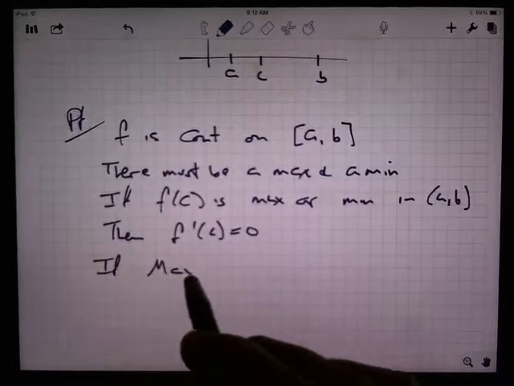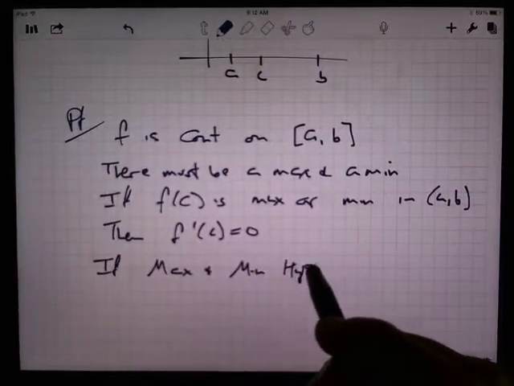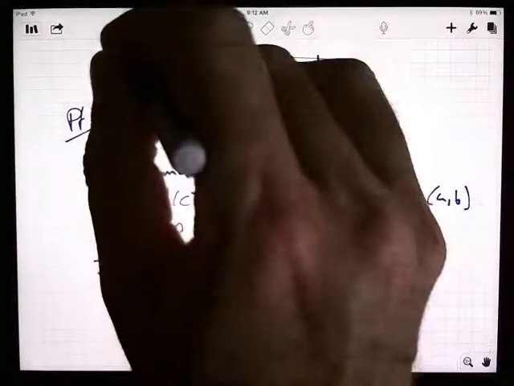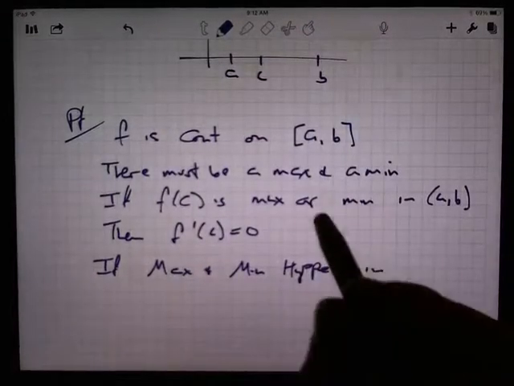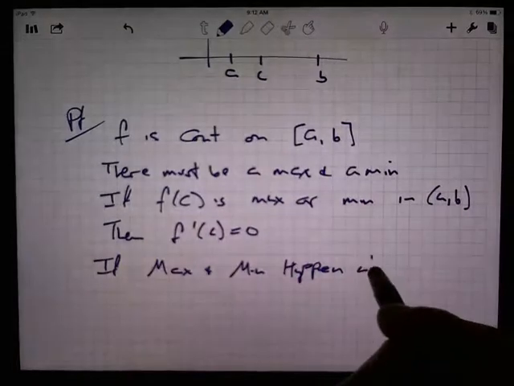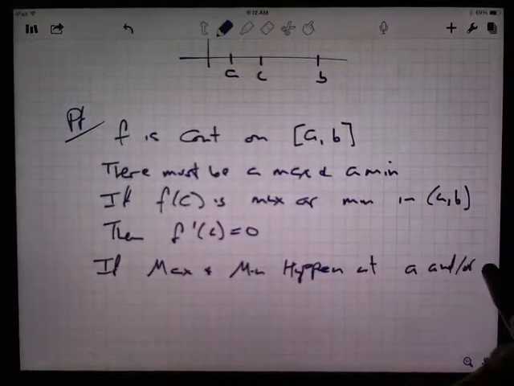If max and min happen at the endpoints, how many p's are in happen? I have no idea. Probably not 3. Happen at A and/or B.